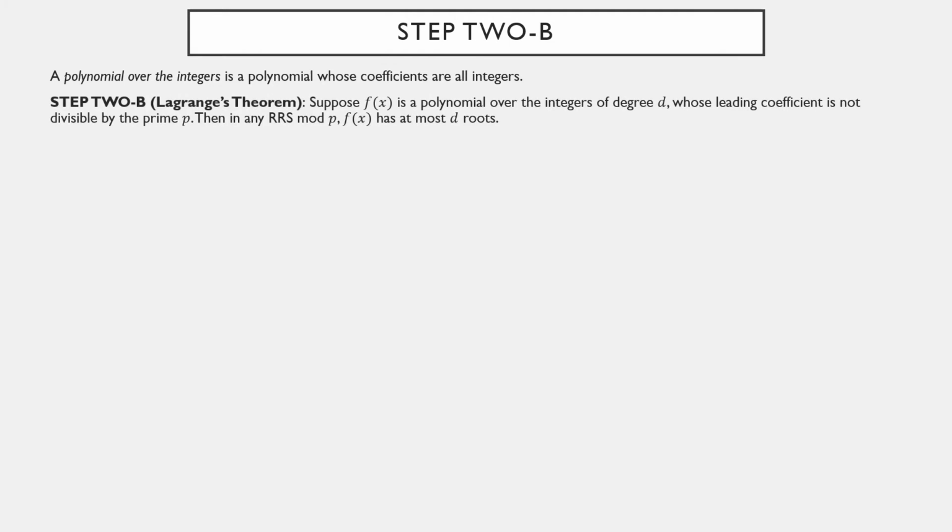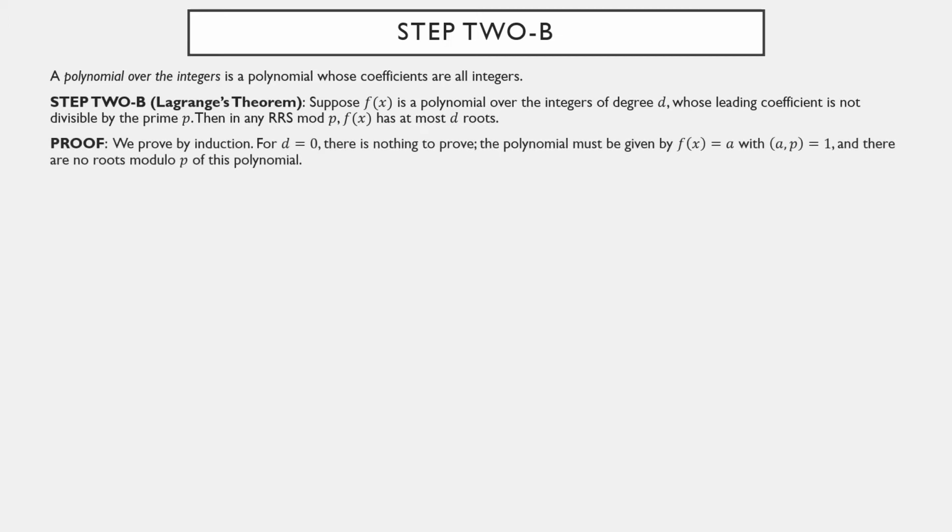On to step 2, part B. A polynomial over the integers is a polynomial where all the coefficients are integers. This is called Lagrange's theorem. Suppose f of x is a polynomial over the integers of degree d, and the leading coefficient is not divisible by p, which is an odd prime. Then in any reduced residue system mod p, f of x has at most d roots, where d, remember, is the degree of the polynomial.